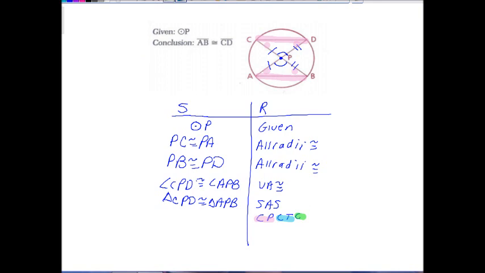Now, the CPCTC step that I want is that AB, which is one of my sides without a tick mark, is congruent to CD, another side without a tick mark. I can go ahead and say that AB is congruent to CD by CPCTC.